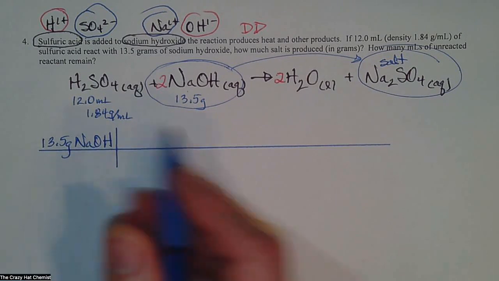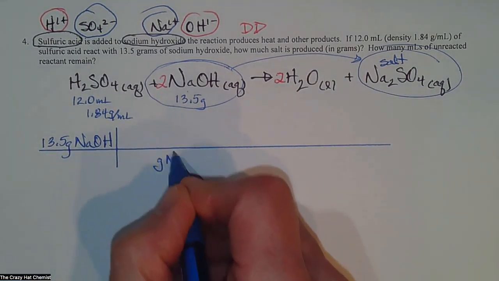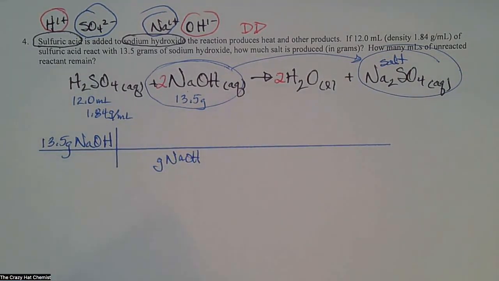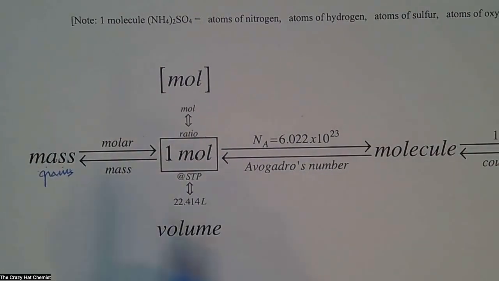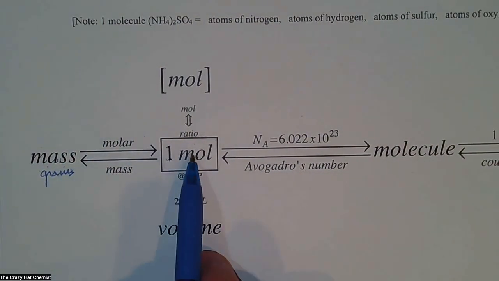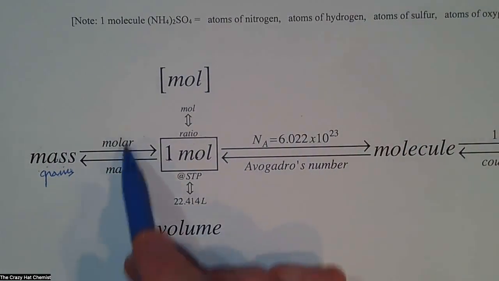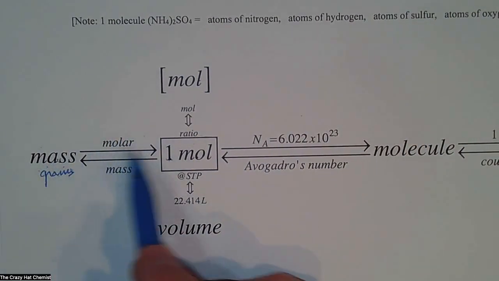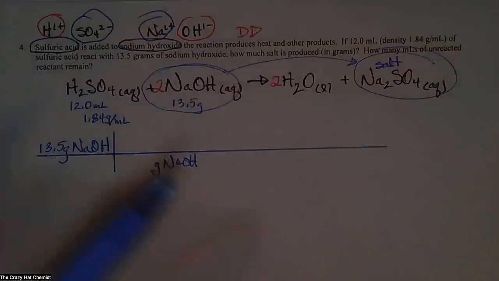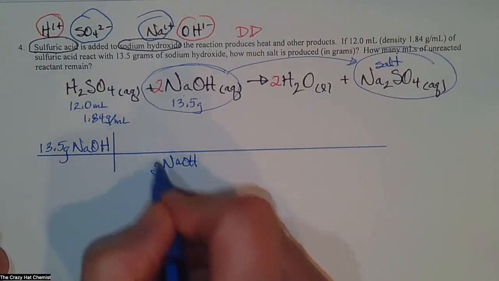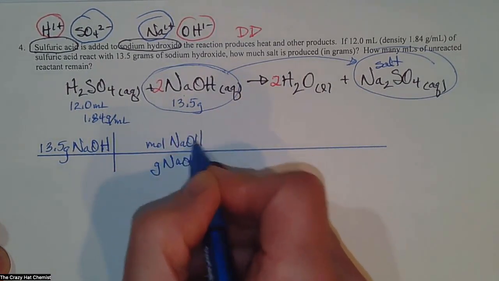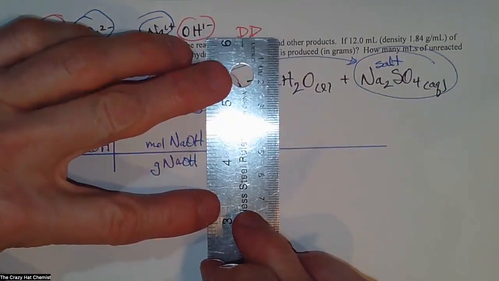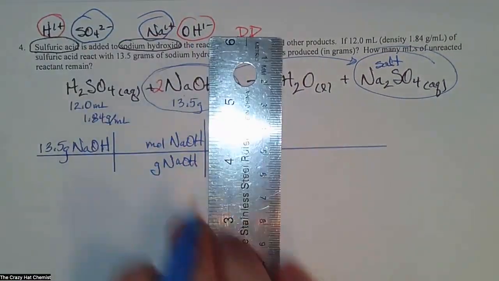This is grams of NaOH. I'm going to have grams of NaOH in the denominator such that I can cancel units. I am going to this flow chart and I am going from mass to moles. I'm using the molar mass to convert from mass to moles. I'm going to have 1 in front of the mole. So I'm going to go from mass to moles of the same formula, NaOH. Draw a line right over here so I can differentiate that.